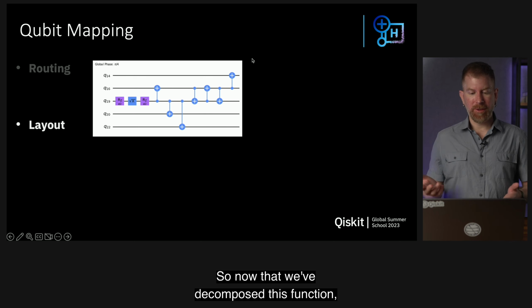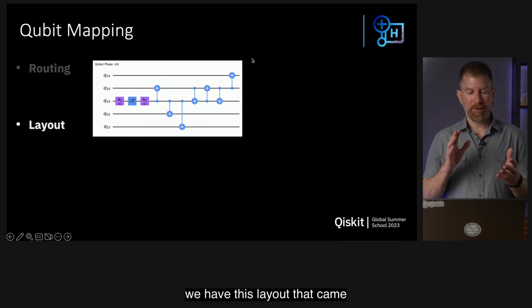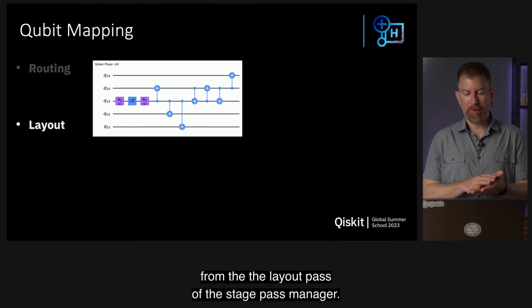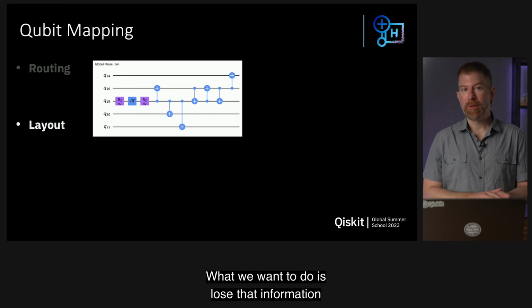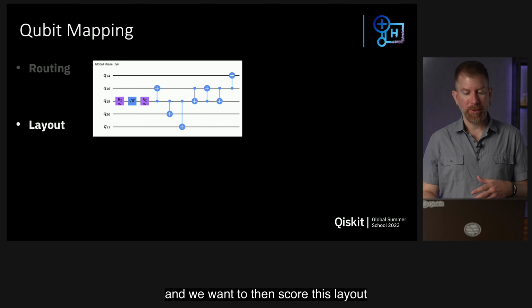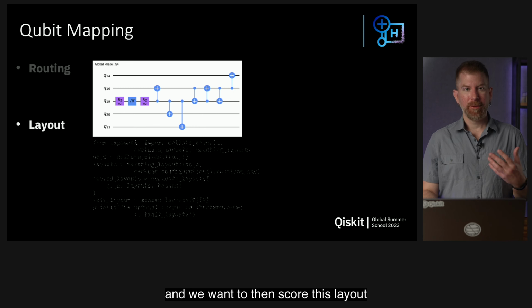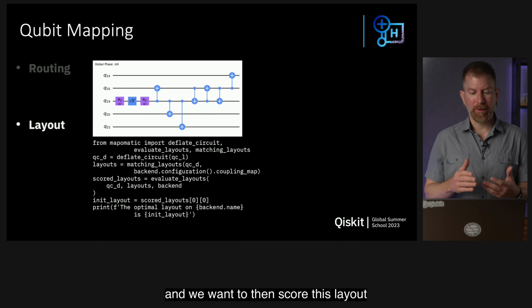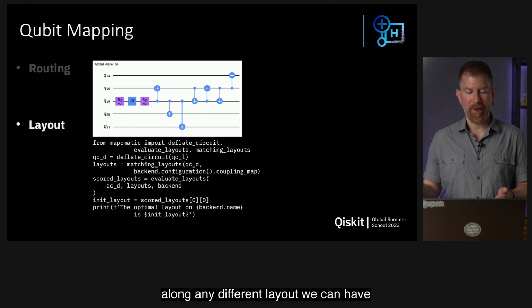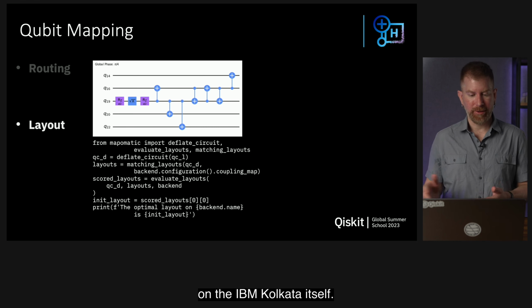So now that we've decomposed this function, we have this layout that came from the layout pass of the stage pass manager. What we want to do is lose that information, and we want to then score this layout against any different layout we can have on the IBM Kolkata itself.